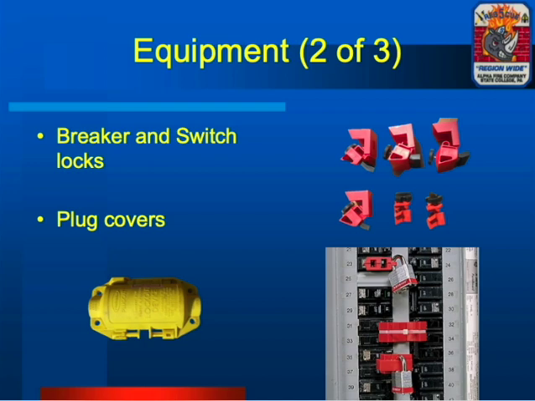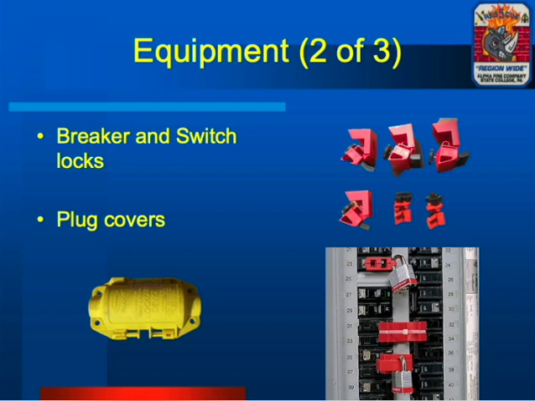We have breakers and switch locks. On the upper right hand corner, those are breaker and switch locks. If you think about it, in theory, if you turn off a breaker in the panel box, there's nothing that's going to limit somebody from walking up and turning that breaker back on. With these devices, we can place them on the breaker, and then place a lock on it so it cannot be turned on. That's the pictures in the lower right corner.